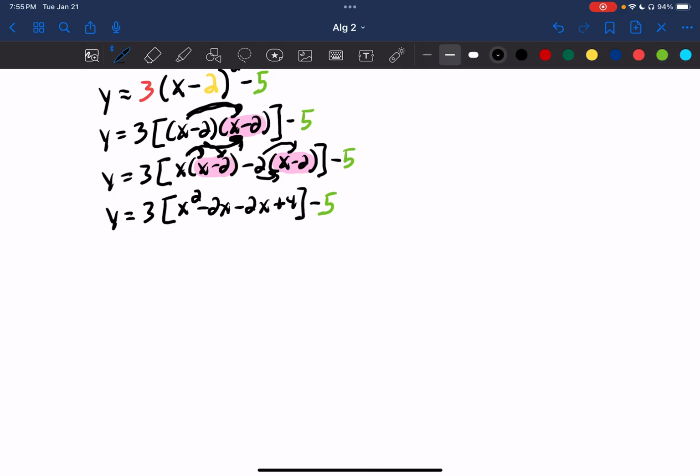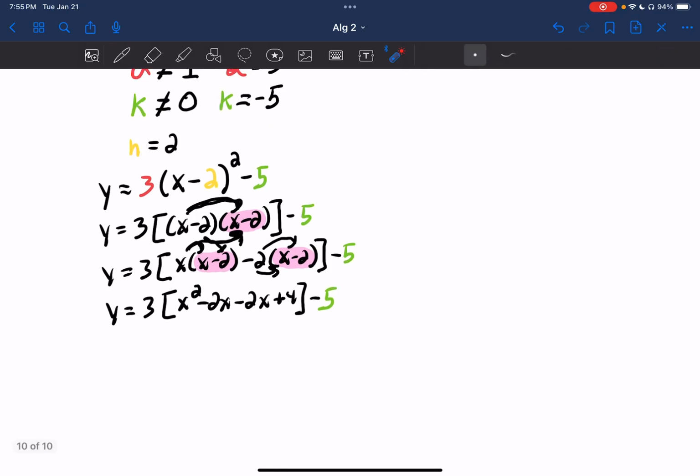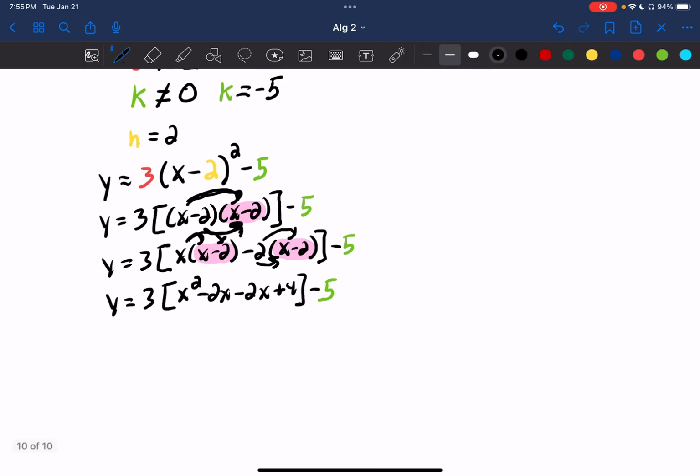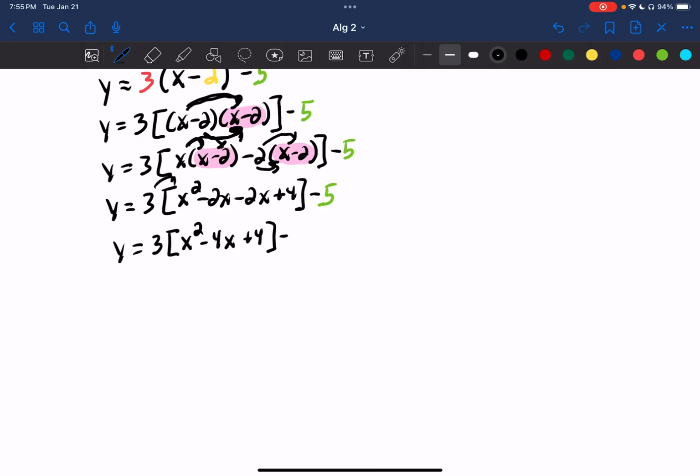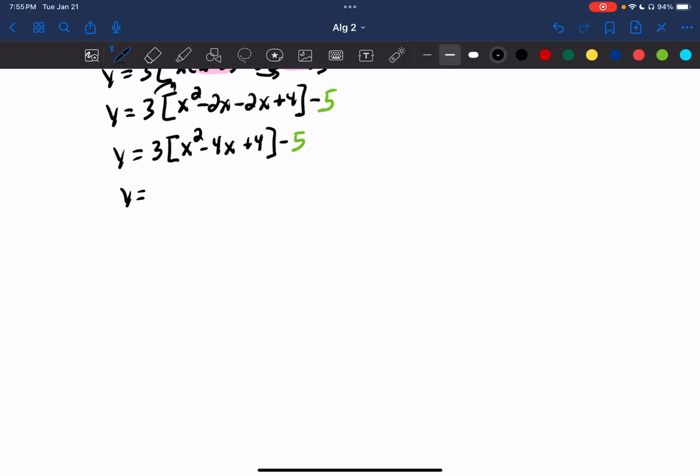Now that we've done our exponent, we've dealt with the squared, now we're going to do our multiplication. Okay, actually, first we're going to combine like terms. You can do it in either way. We'll combine like terms first and turn this into x squared minus 4x plus 4, just combining the two -2x's. And then we still have -5. And we are going to distribute the 3, multiply the whole thing by 3. So we would have 3x squared minus 12x plus 12.